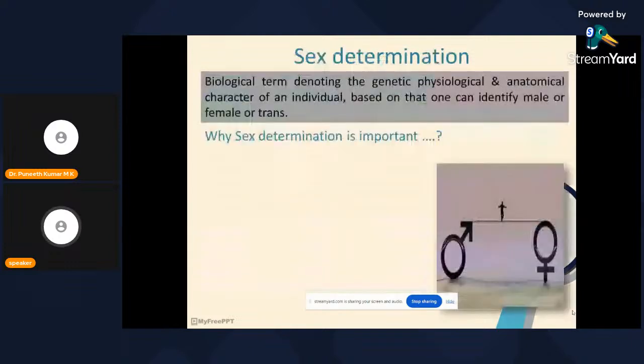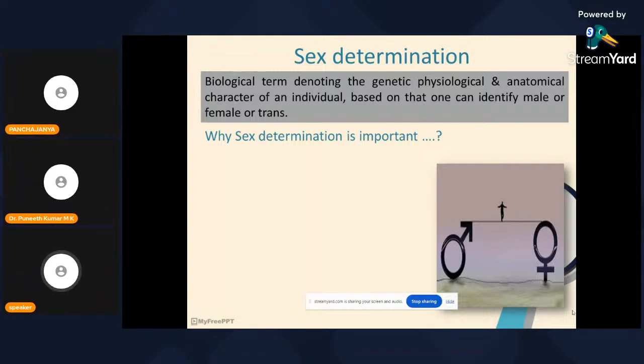Next, sex determination. Sex is a biological term denoting the genetic, physiological and anatomical characteristics of an individual. Based on that, one can identify a male, a female or a trans person. Based on the sex of a person, we can identify them as male, female or trans.